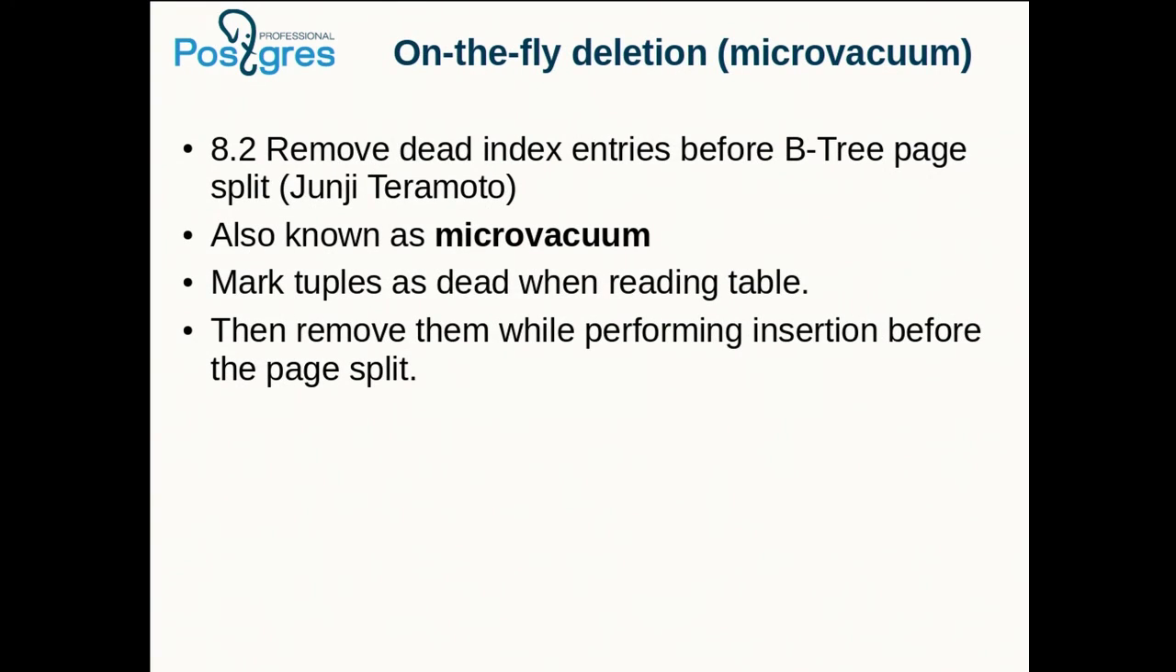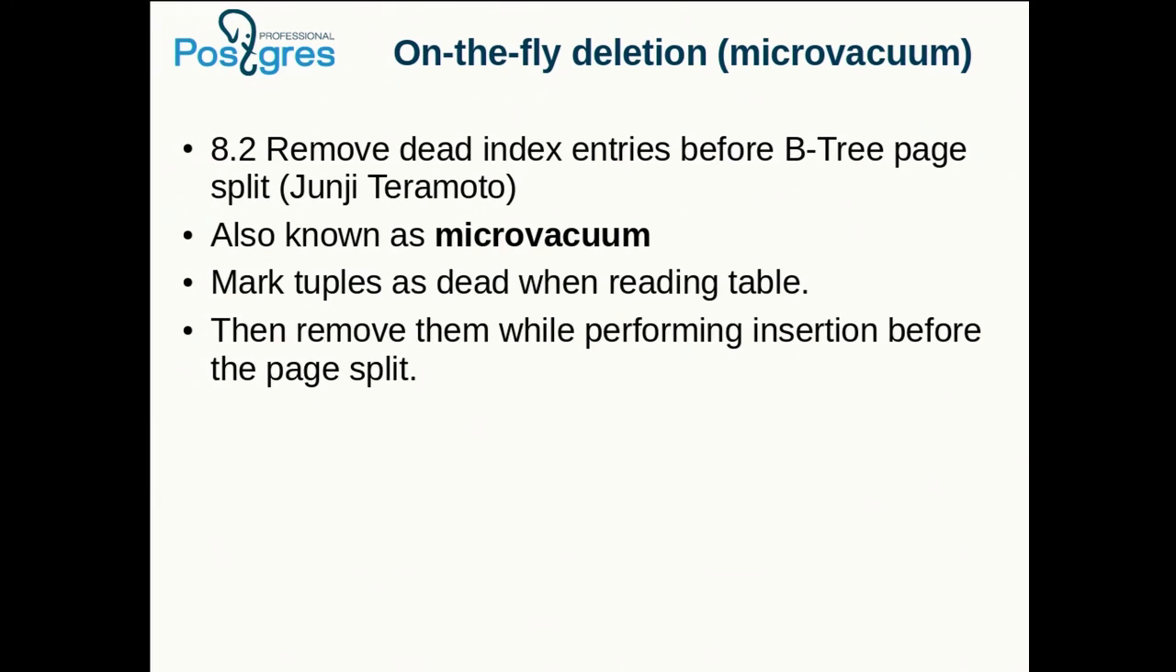Let's look now at different improvements of the algorithm that allow us to speed up B-tree indexes, not just user features but some internal things. On-the-fly deletion, which is also known as microvacuum, is very useful to avoid extra page splits and index bloating when it's possible. And it also speeds up plain vacuum.